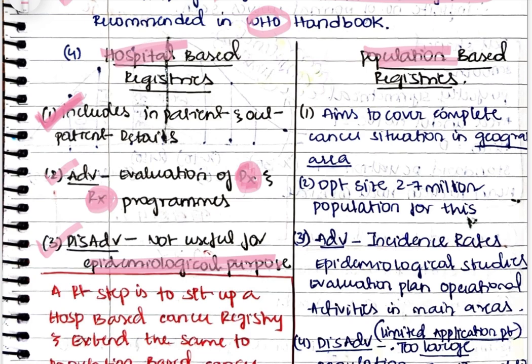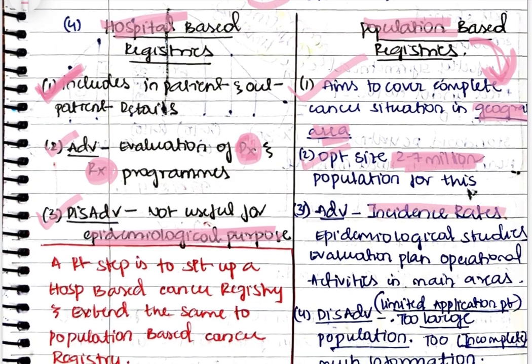Let us see the population-based registries. It aims to cover the complete cancer situation in a geographical area. So it is covering a large set of population. The optimum size is 2 to 7 million people for this registration, and the advantages are that we can find out the incidence rates and it is also helpful in epidemiological studies because we are conducting this on such a huge population, like 7 million people.